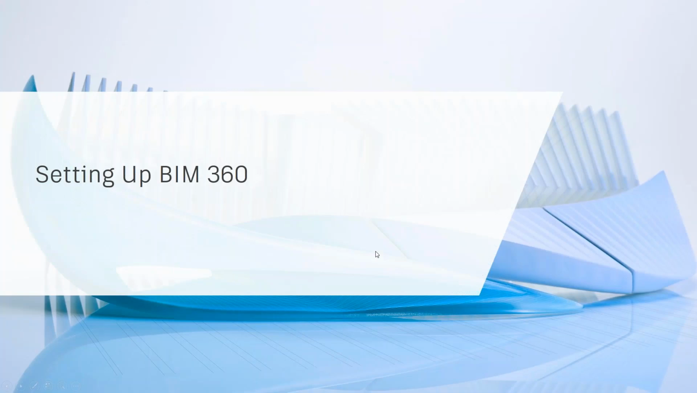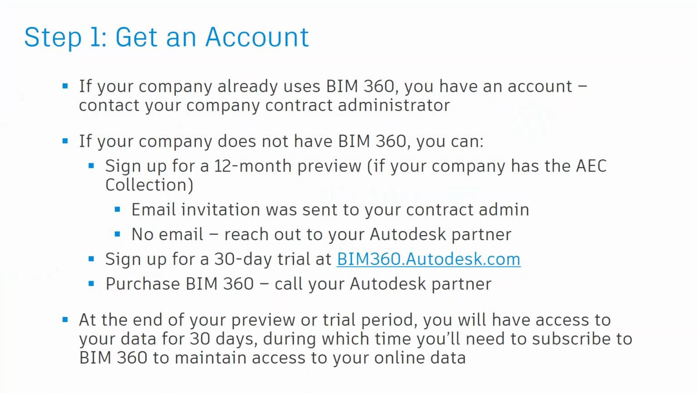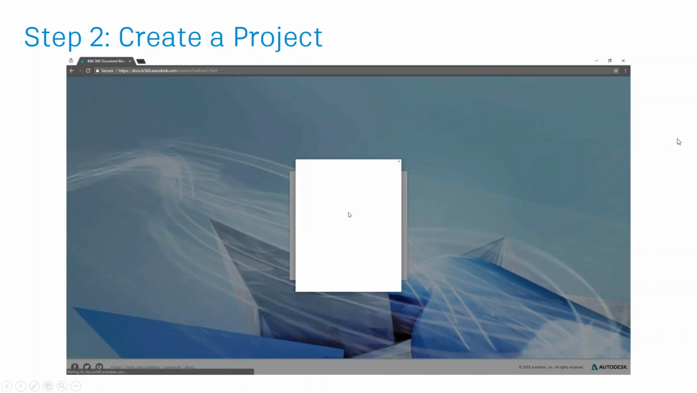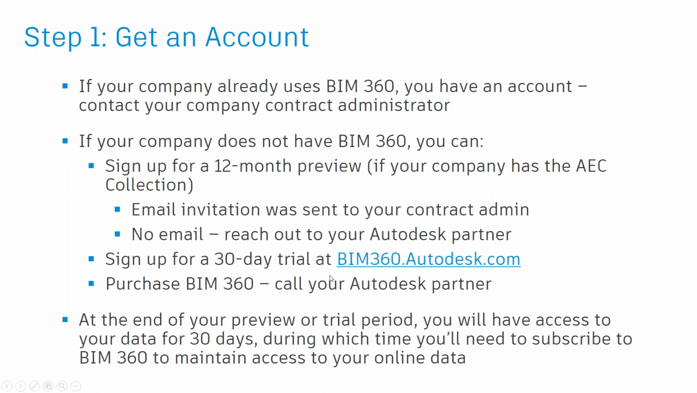Switch back to the PowerPoint, and let's talk about setting up BIM 360. So two major steps that you need to execute for this to work. Step one is to get an account. Step two is to create a project. All right, so let's talk about getting an account. How do you go about doing that?